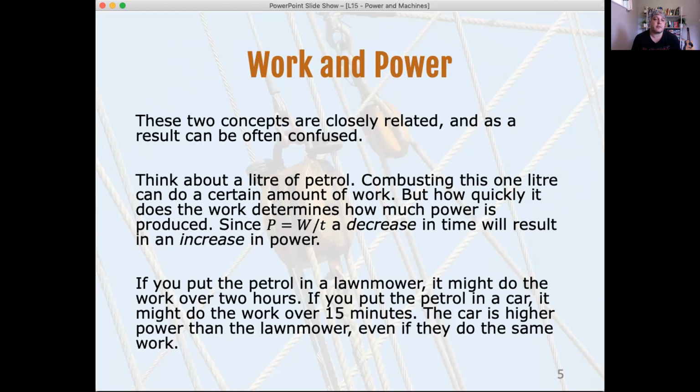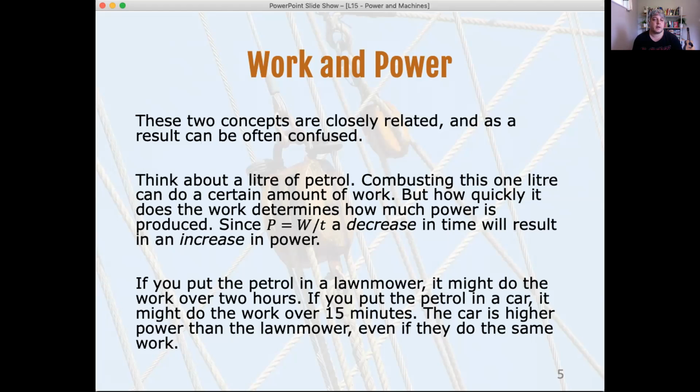So if you put that petrol into a lawnmower, then that lawnmower has a small engine, burns a small amount of petrol every little cycle that it does in order to spin the blades of the lawnmower, and it might take a couple of hours to chew through that litre of petrol, in which case the power is quite low because that amount of work done was over a whole hour.